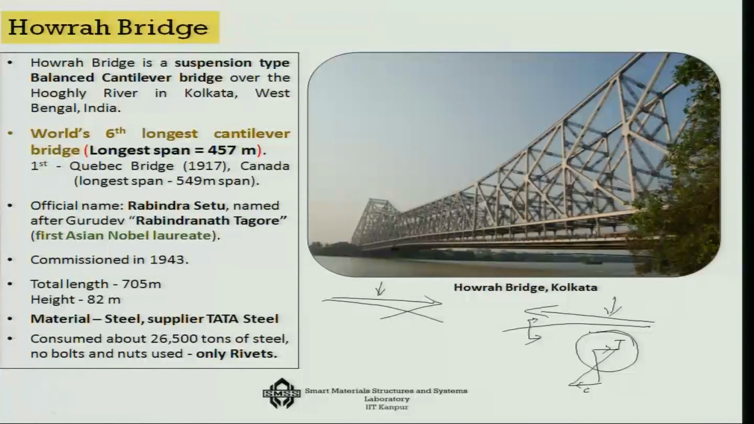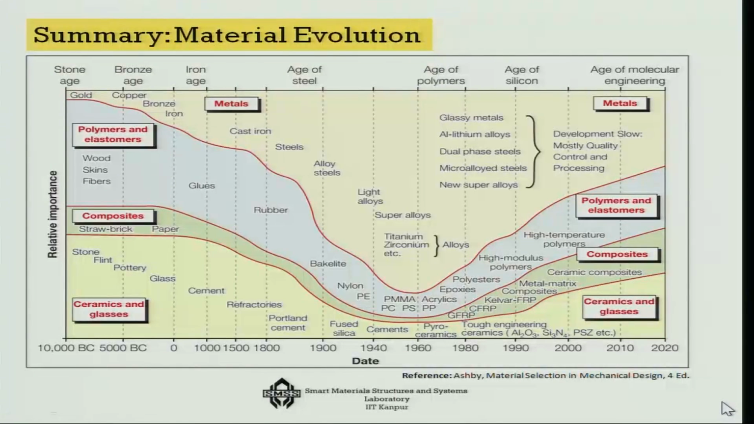And that is how one of the longest, the sixth longest cantilever bridge in the world was made possible because of the advancement of steel. So, that kind of glorifies the metals, the role of the metals and our advancements with the metals. Now, let us try to summarize this evolution of the materials.